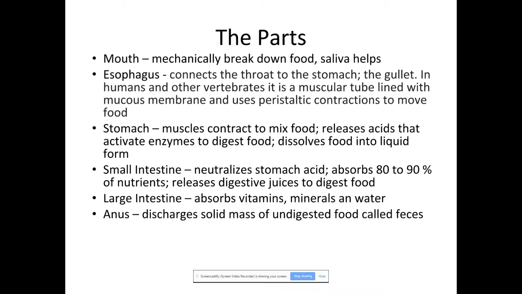Now the stomach: the muscles contract to mix the food. It releases acids that activate enzymes to help digest the food and break it down more, and it dissolves the food into a liquid form.